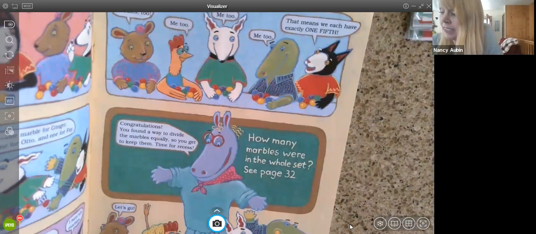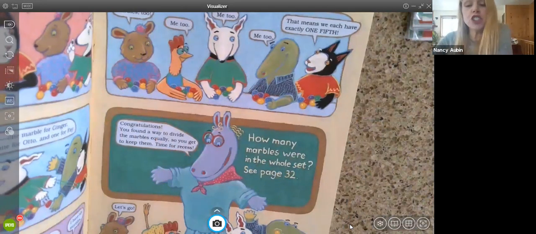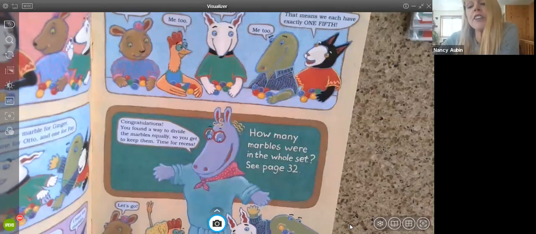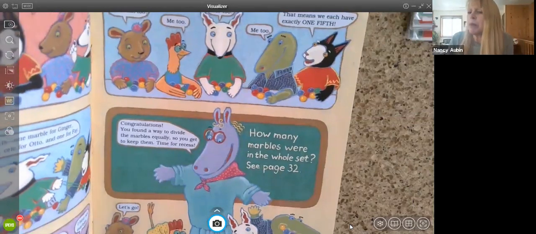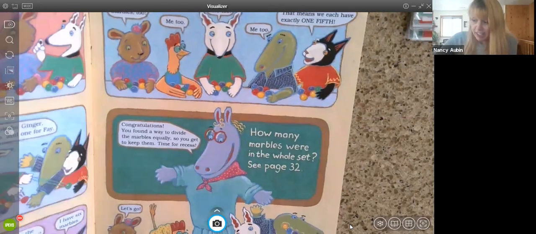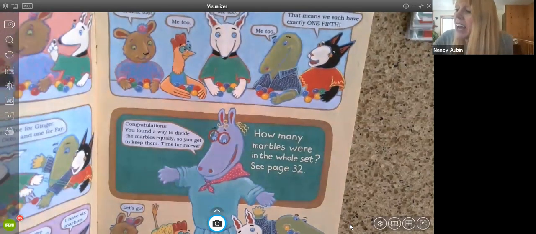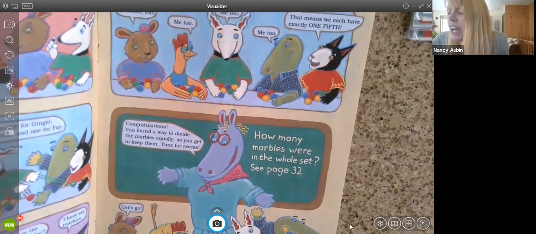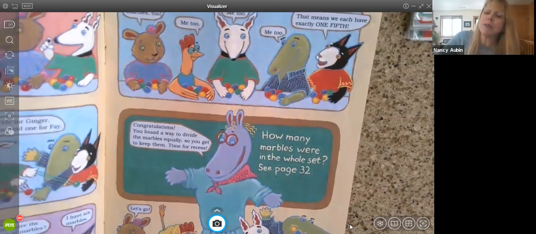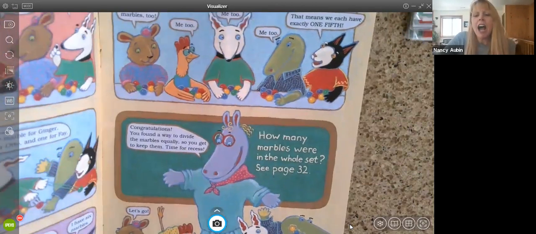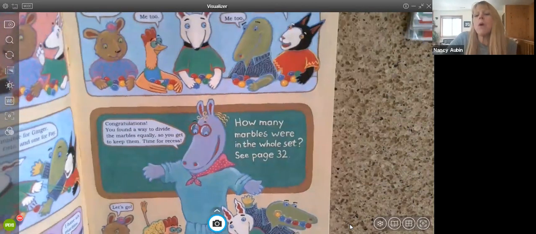Time for recess. And here's your question. How many marbles were in the whole set? I want you to write it down on your paper and then raise your hand when you know the answer. There were 5 children. They each got a fifth, right? Because there was 5 of them. Remember, each person had 6 marbles when they were done dividing them. How many marbles were in the whole set?